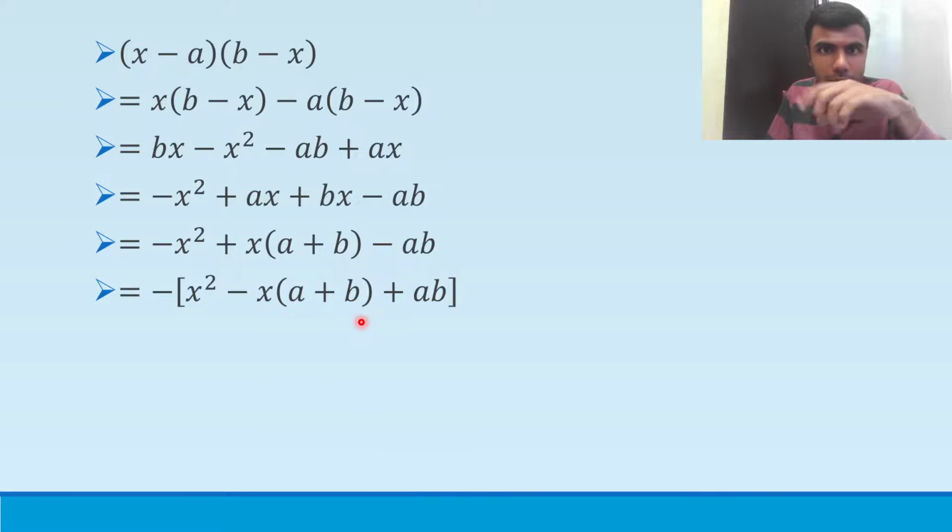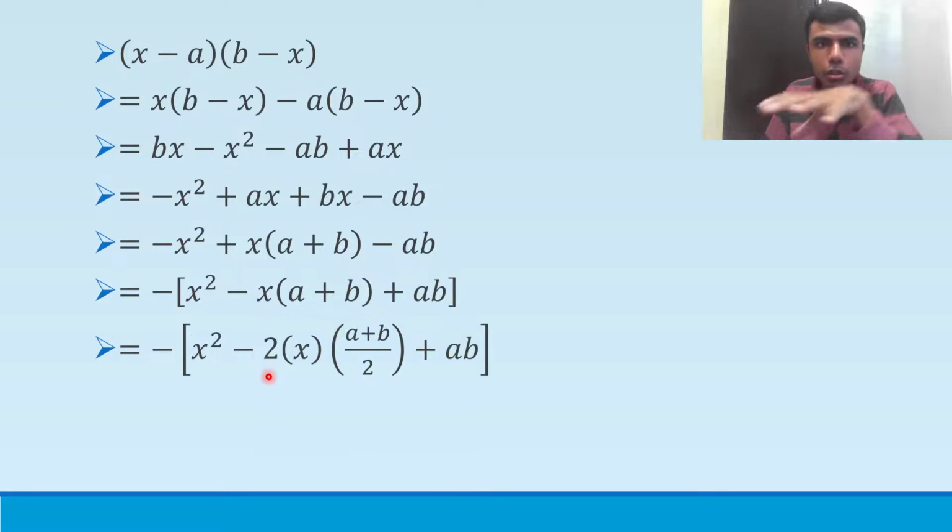Chalo. Now this x into (a plus b), I'm going to write it like this: 2 into x into (a plus b) by 2. I just multiplied and divided by 2, so 2 is multiplied here and divided there, making a plus b by 2, and ultimately if the 2 gets cancelled, I'll get the same thing. Fine. Now why did I do this?